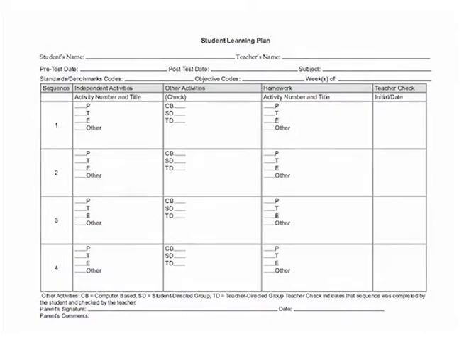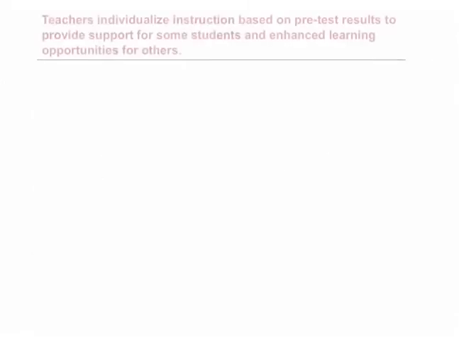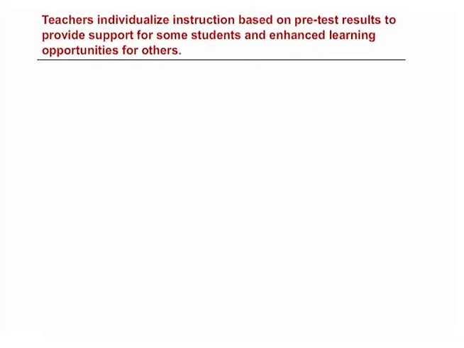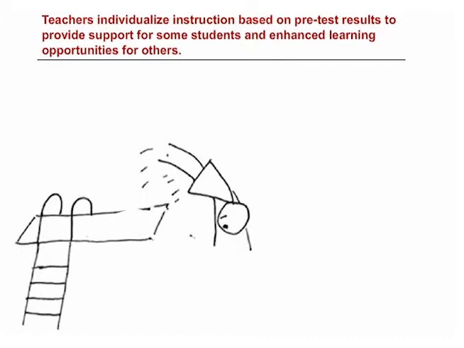This practice is consistent with our first indicator in Part 2. Teachers individualize instruction based on pretest results to provide support for some students and enhanced learning opportunities for others. Let's jump right into the action. The following teacher explains and demonstrates for us how pretest results changed her lessons for work time, as she had to rearrange some of her student-directed instruction groups.